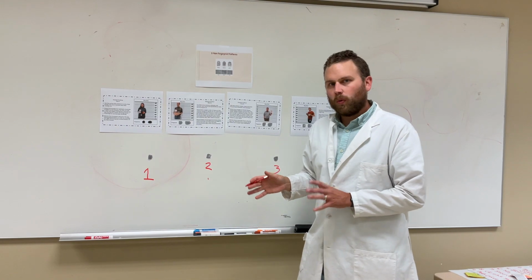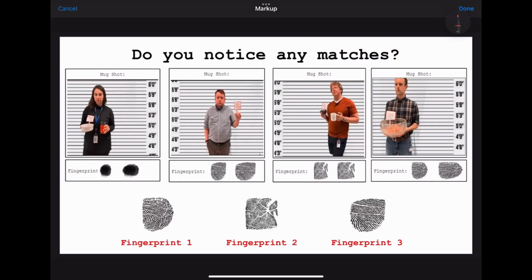So let's see what you found. I discovered that fingerprint number 1 has a whirl pattern, and if we look at Matt's fingerprint, he also has a whirl pattern. So I believe fingerprint number 1 is linked to Matt.